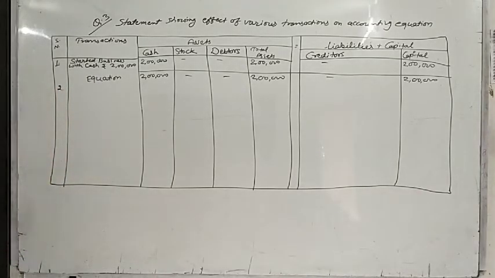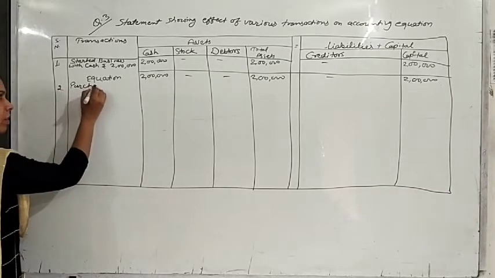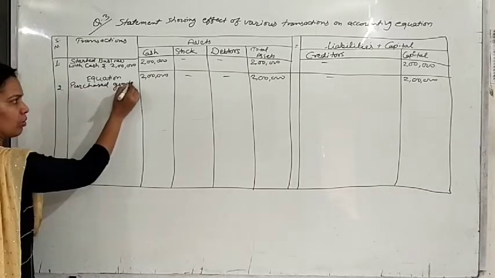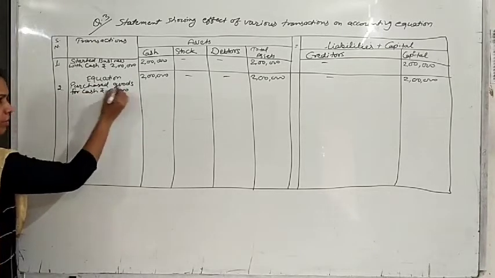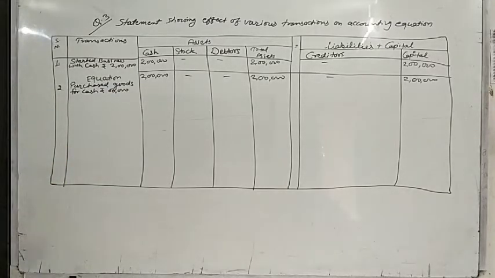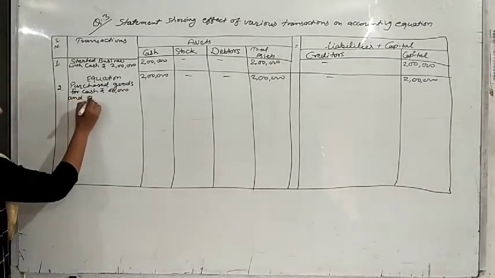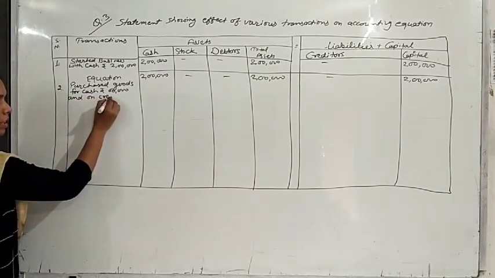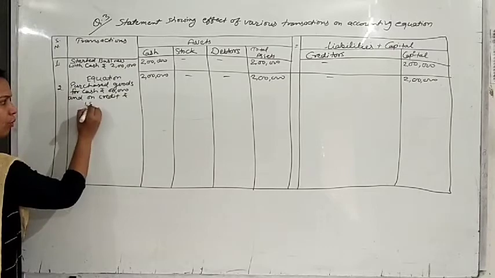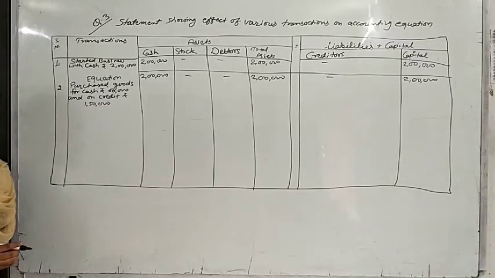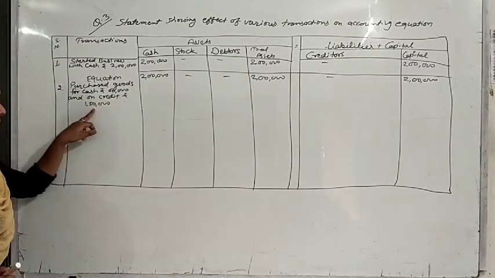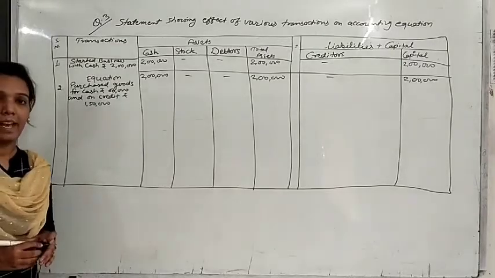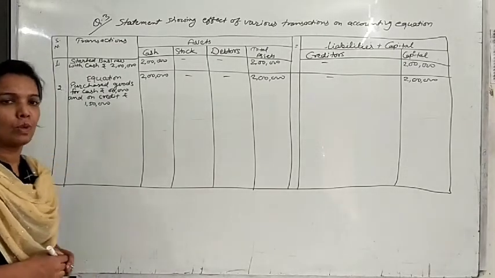Second point, purchased goods for cash 60,000. Purchased goods for cash rupees 60,000. This is cash purchase, and credit purchase, that is 1,50,000. And on credit rupees 1,50,000. So first of all check what is your total purchase. 60,000 is your cash purchase and 1,50,000 is credit purchase. It means that you have purchased goods of rupees 2,10,000.